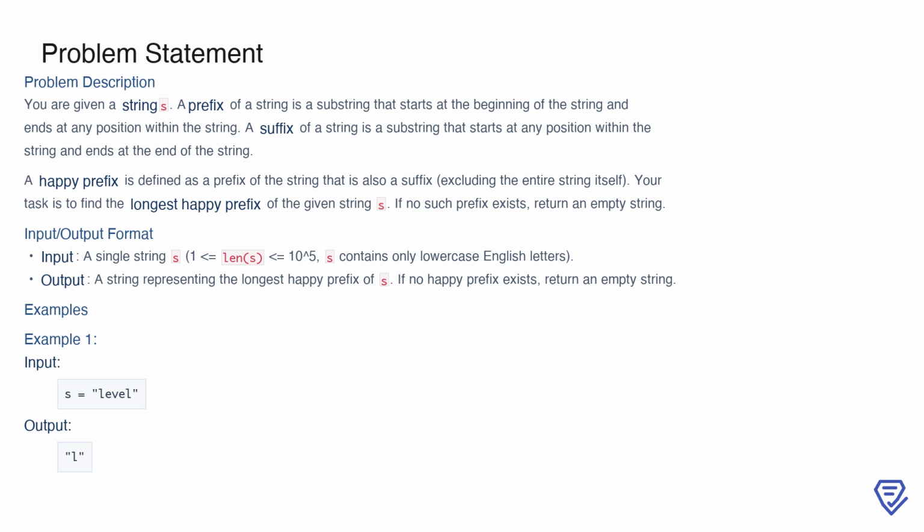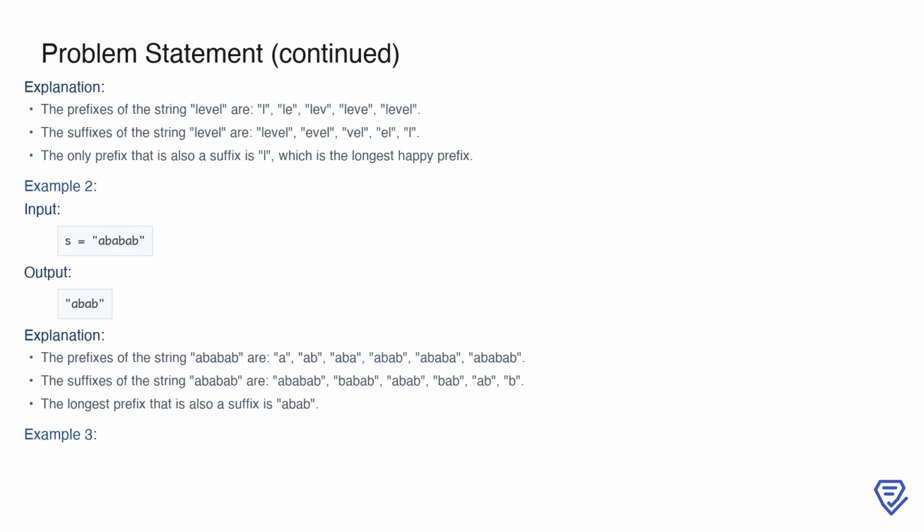The input will always be a string composed of lowercase English letters, with a length between 1 and 100,000 characters. The output should be the longest happy prefix of that string, or an empty string if no happy prefix exists. To understand this better, let's look at some examples.